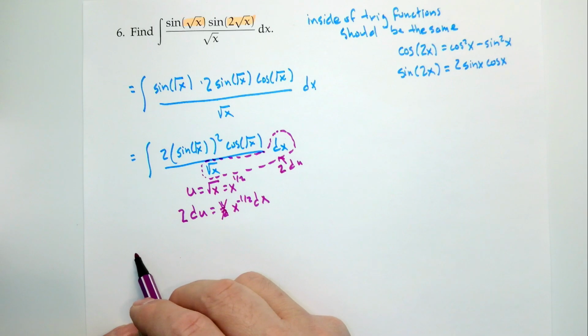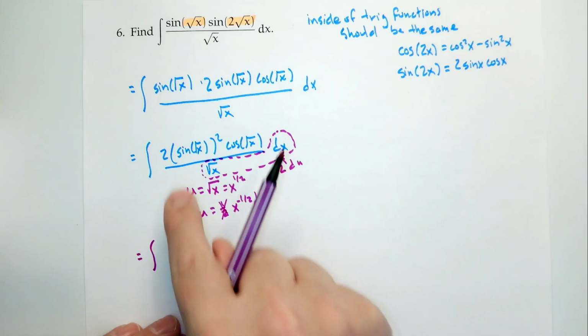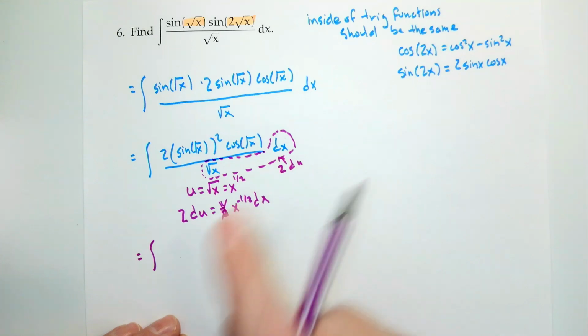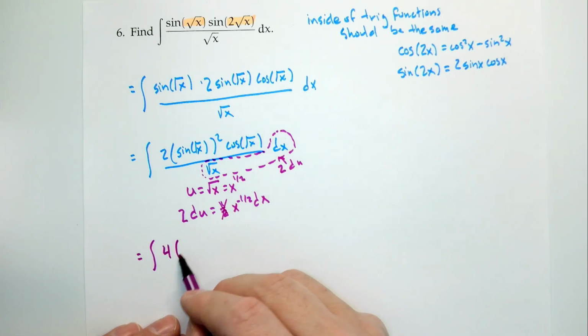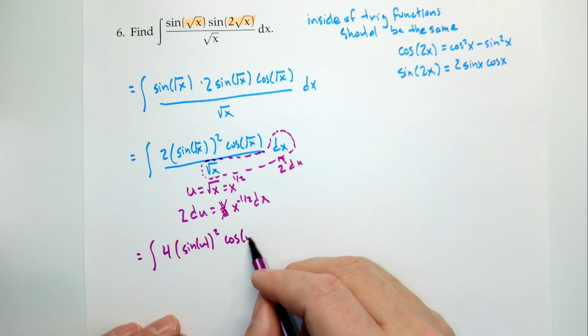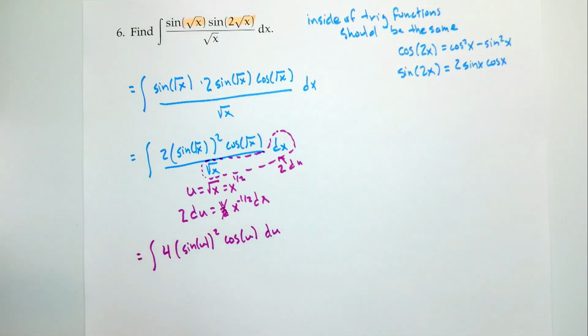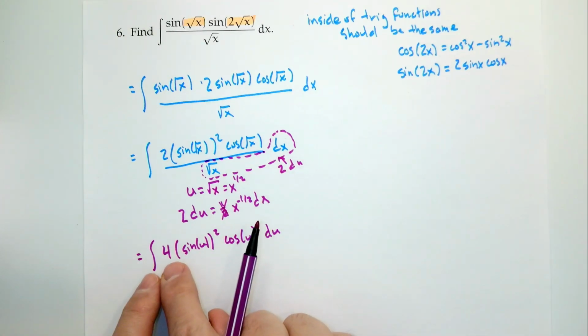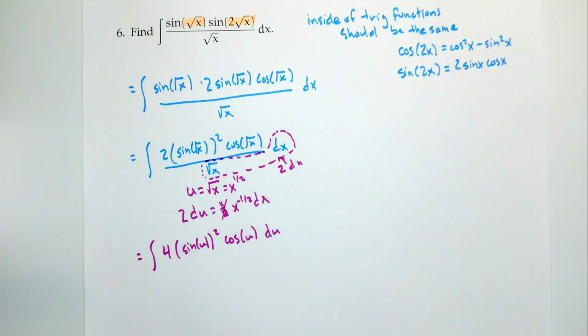So if we do that, what do we have? Well, there's going to be a 2 already there. We're going to bring another 2 in. So that's 4 sine of u squared cosine of u du, because remember, the 4 is part of that 2 du. Aha! That's looking good. Now, how about this integral? Do we know how to integrate that? Well, not really. Not off the top of our heads.